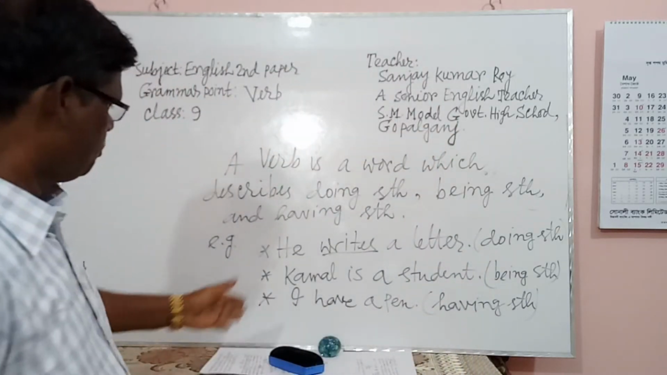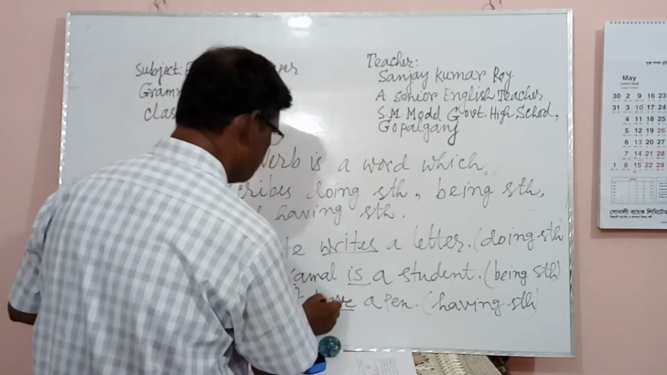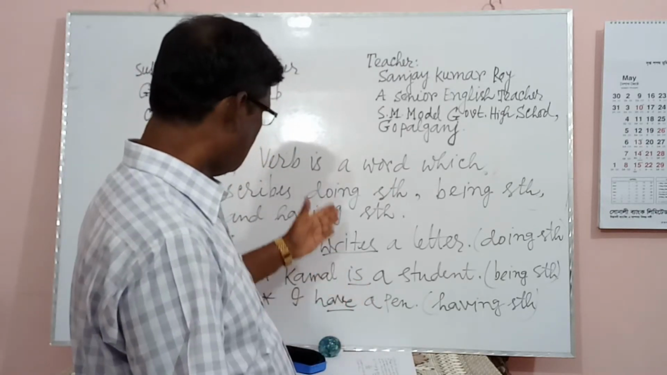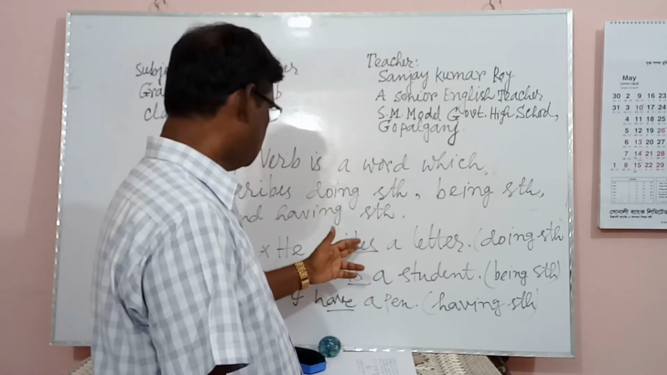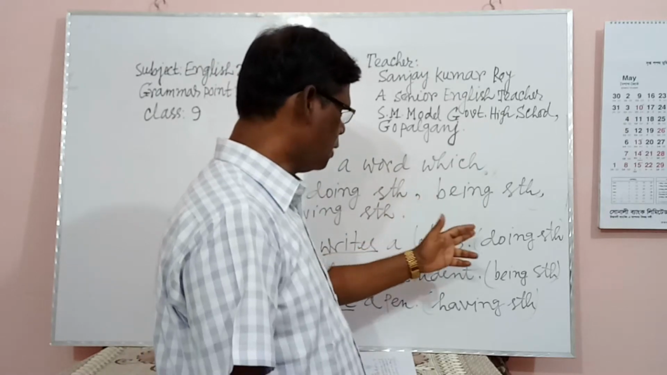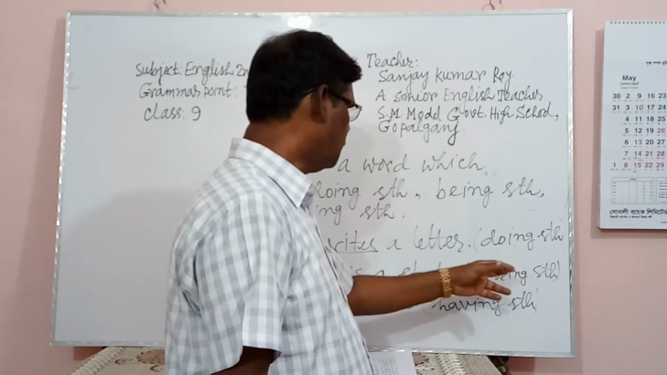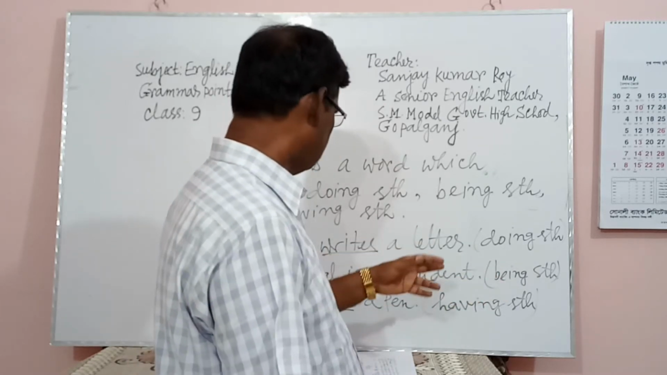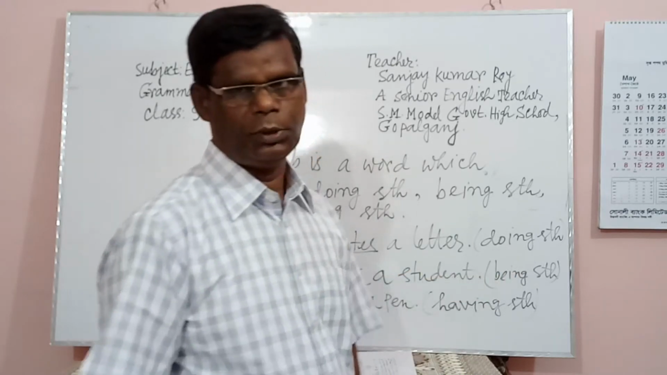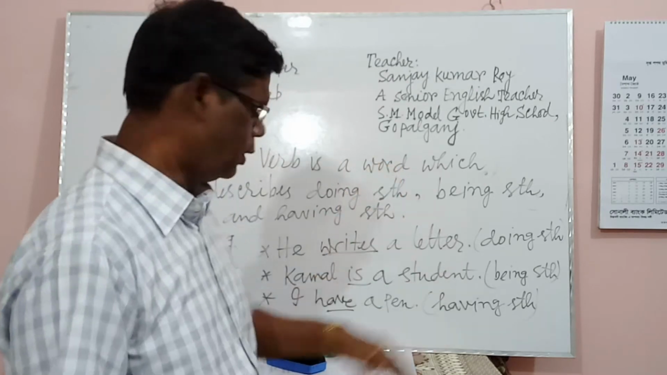Having something. Here, writes, is, have are verbs because this word write describes doing something, and is describes being something, and have describes having something. So these words are called verbs.